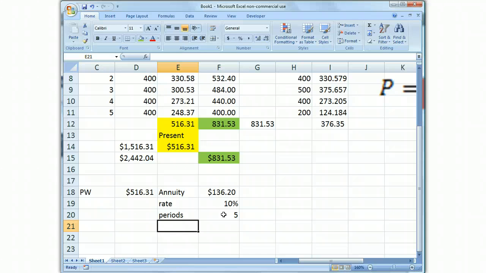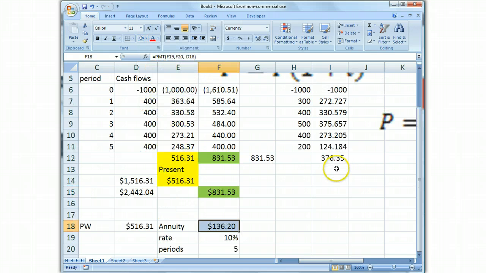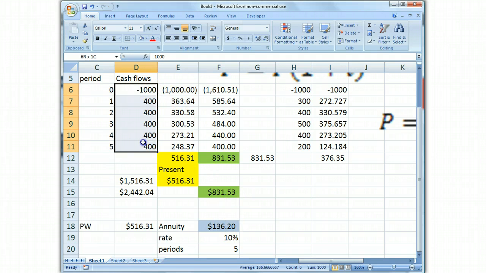In other words, when we compare this number 136, and let me highlight that number, when we compare that 136 to this series of cash flows that I have here, the negative $1,000 and 5 cash flows of 400, it is equivalent to receiving every year $136.20 if I wouldn't have to make the investment of $1,000 at year 0.